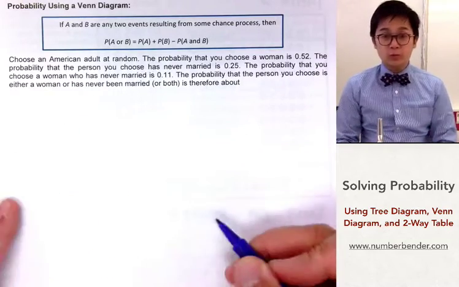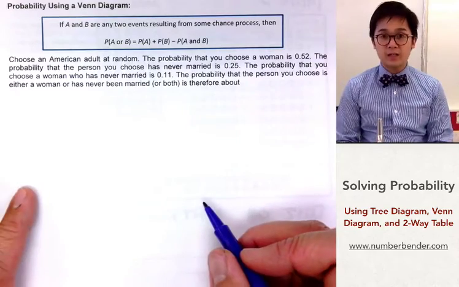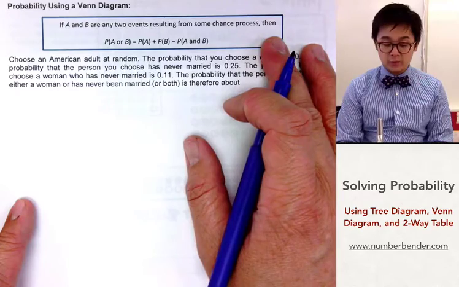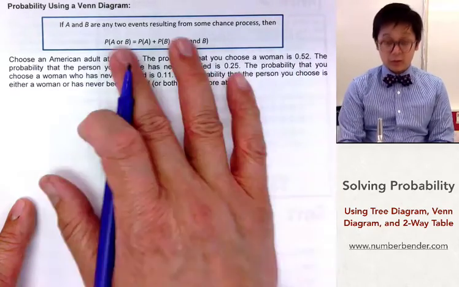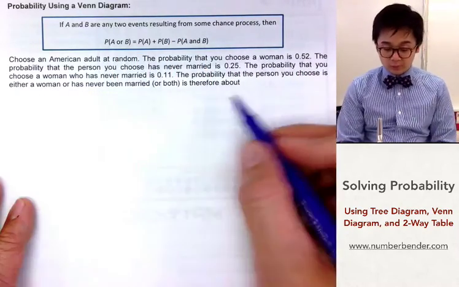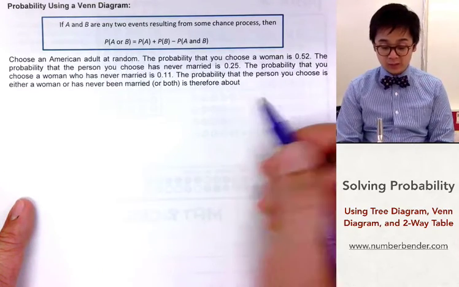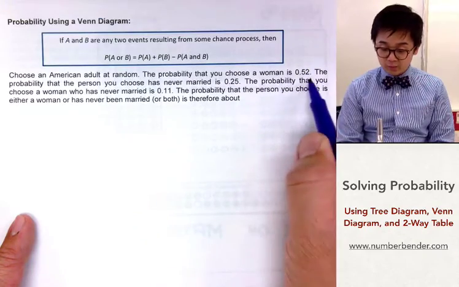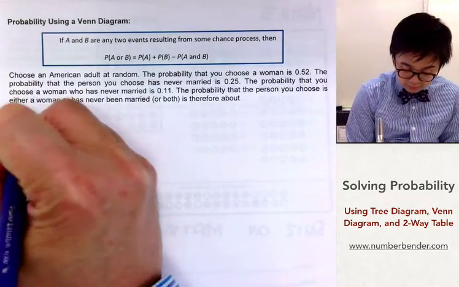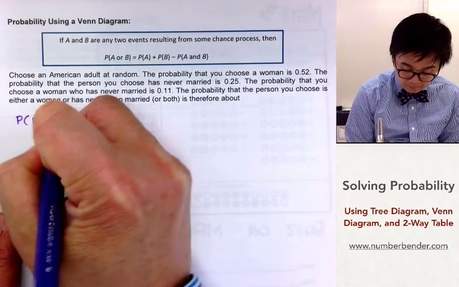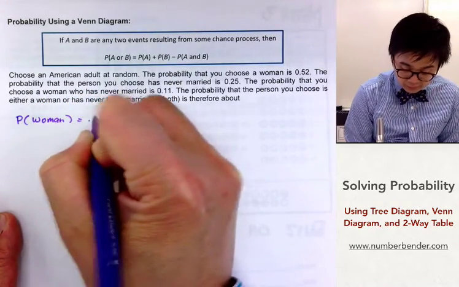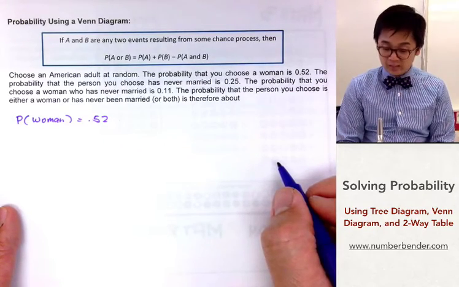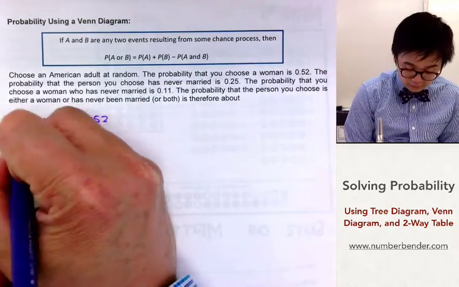Now for problem number 2, gagamitin naman natin siya ng Venn diagram at given yung formula ng pagkuha ng probability of two events using the or statement. So according to the problem, in choosing an American adult at random, the probability that you choose a woman is 0.52. So P of woman is 0.52. And the probability that the person you choose has never married is 0.25. So let's write it down.